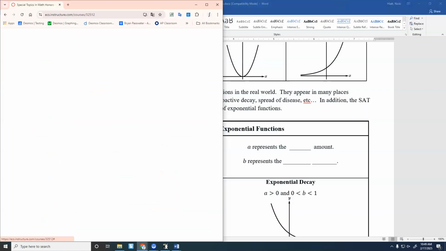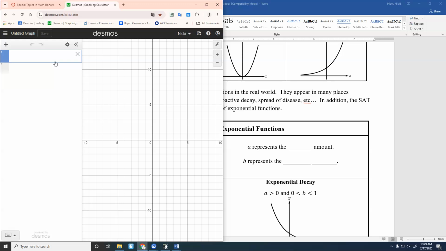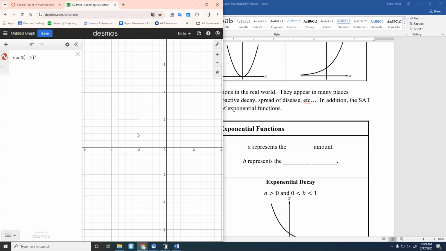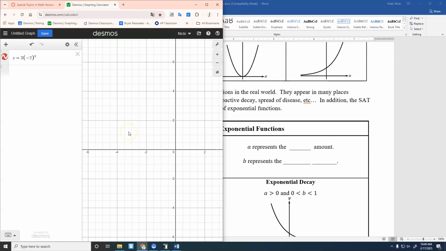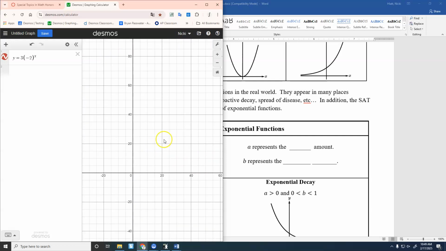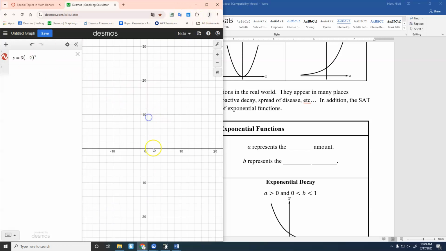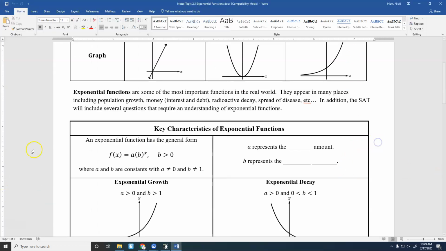In fact, let's go over to Desmos and type one in. So I've got y equals 3 times negative 2 to the x power. What did it even do? It had some dots there. Look, it can't even do it. It doesn't even want to do anything. Sometimes it'll graph something crazy. So B's got to be positive.